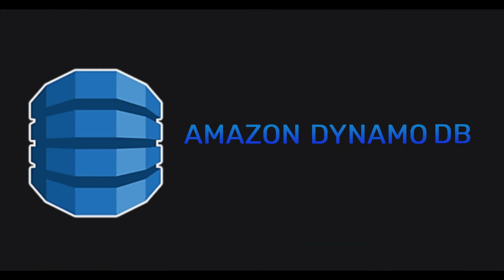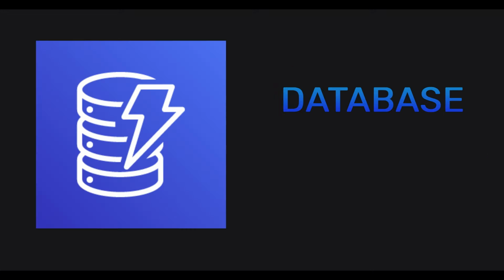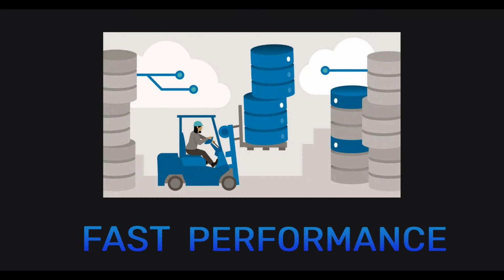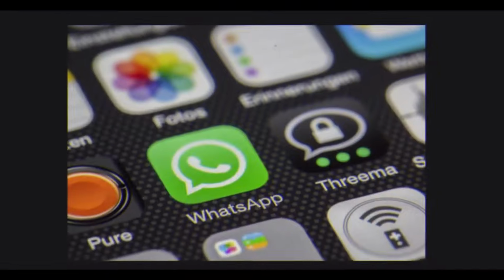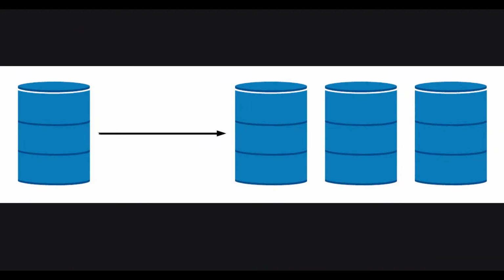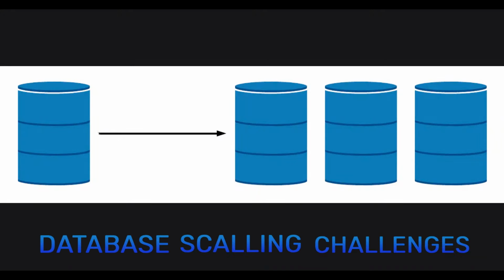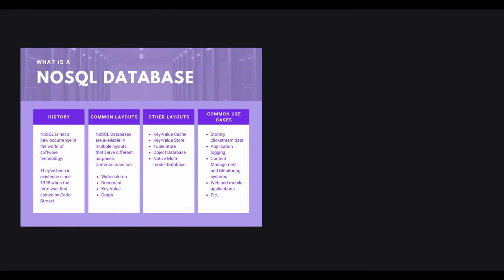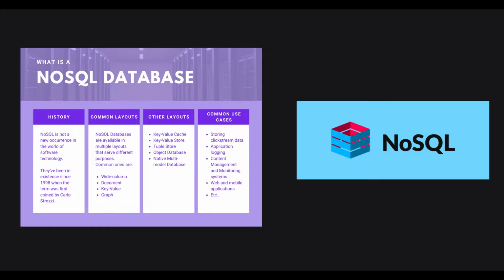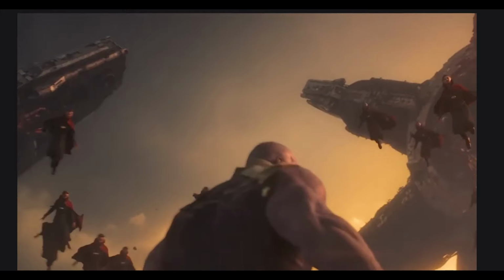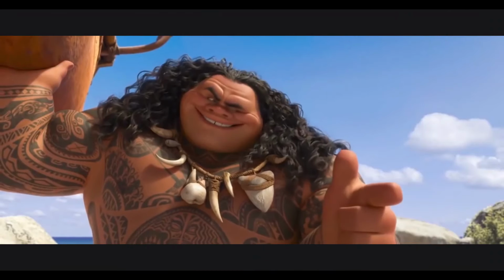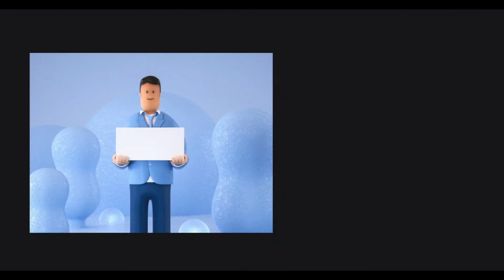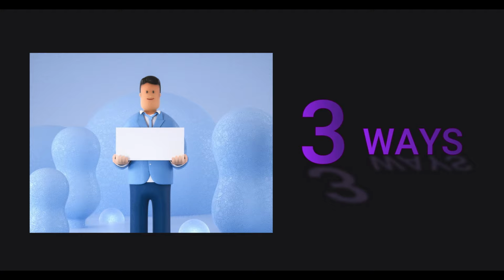Amazon DynamoDB is a fully managed NoSQL database service that provides fast performance at any scale. Today's web-based applications often encounter database scaling challenges when faced with growth in users, traffic, and data. DynamoDB being a NoSQL database, it's fast, flexible, and developers don't need to remember hundreds of SQL commands to get started. Getting started, there are primarily three ways you could operate onto DynamoDB.